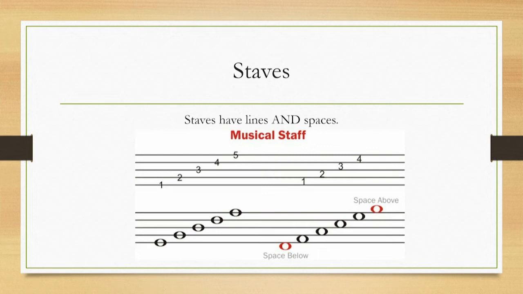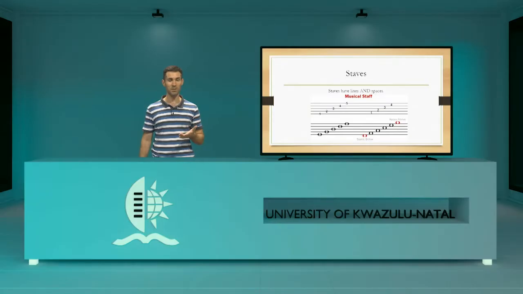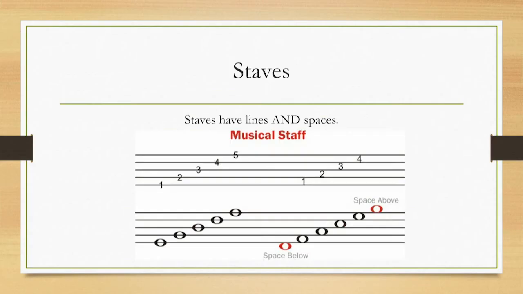But there aren't only lines, there are spaces as well. And so there are 4 spaces in between the lines, which are equally important. You'll see I've also numbered them from the bottom. So the first space is 1, then 2, 3, and 4.